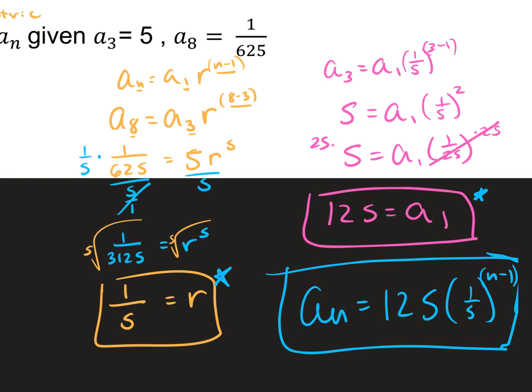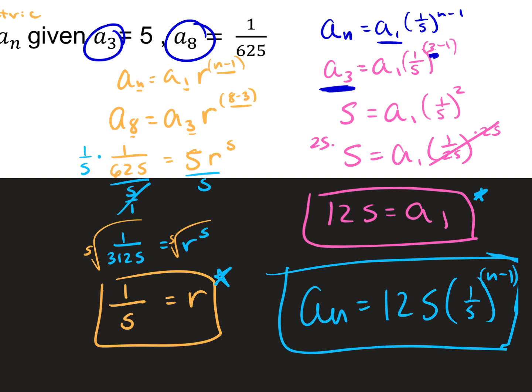So here, when we found a sub 1, we were still using our general formula. A sub n is equal to a sub 1 times 1 over 5 to the power of n minus 1. But we didn't know what a sub n is or a sub 1. So next, to find a sub 1, we could use either one of these that we were given. So we just decided to use a sub 3. So we plugged 3 into the n spot.